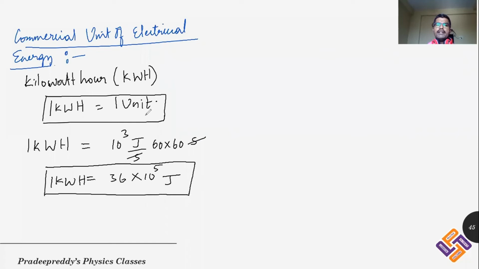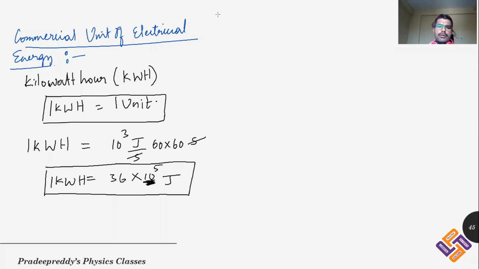So 1 unit of electrical energy consumed means that 36 into 10 power 5 joule of electrical energy is consumed. 100 units means 36 into 10 power 7 joule. That much high amount of electrical energy is consumed in your home. That's the reason why this is the commercial unit of electrical energy, because its magnitude is very high, into 10 power 5. Remember this. So 1 kilowatt hour is mathematically written as 36 into 10 power 5 joule.